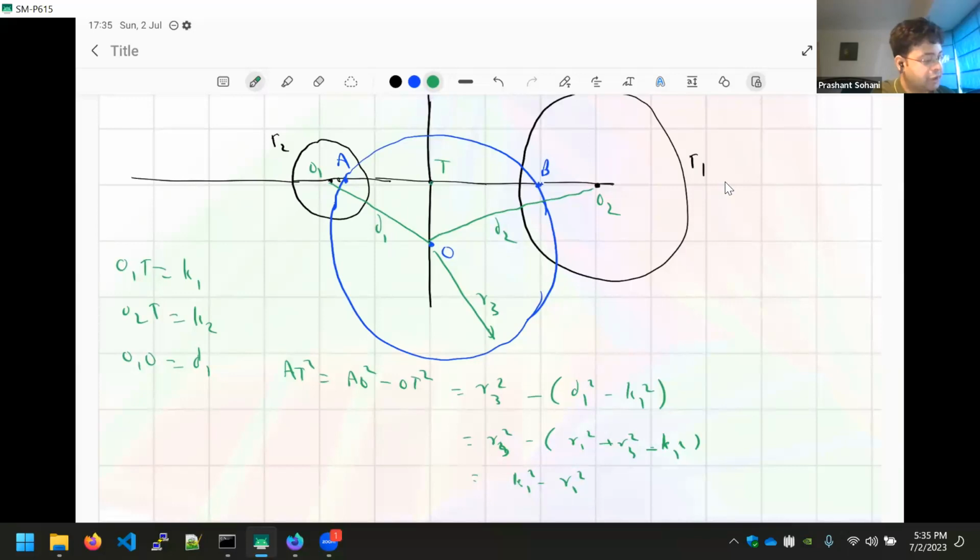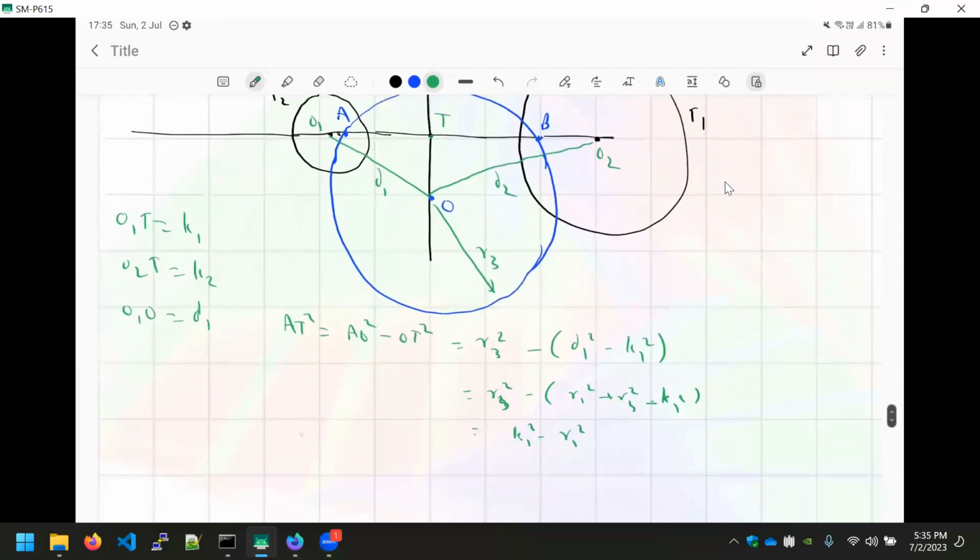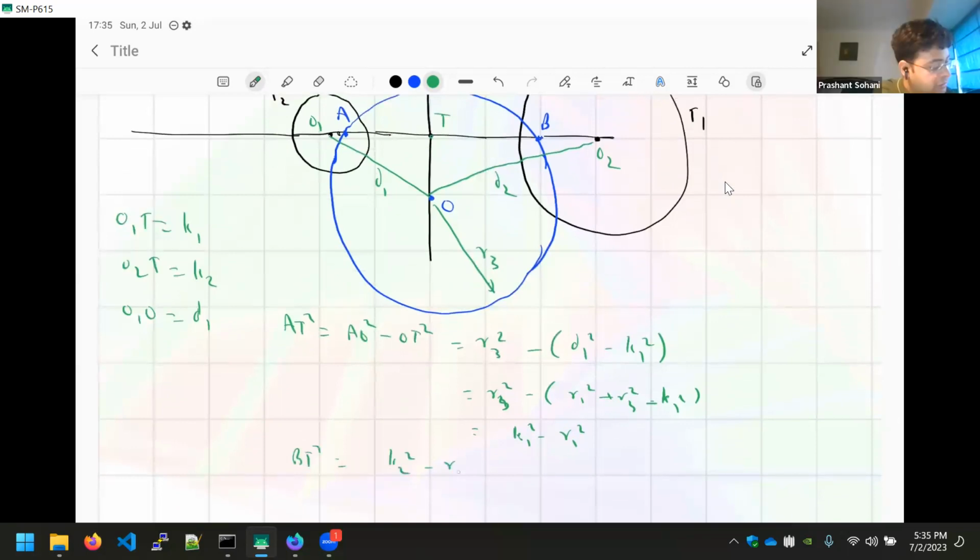Correct. And similarly, have you computed BT also? Yes, it is K2 square minus R2 square. Okay. And what else? We have to prove that A and B are fixed points. Yes, we have completed the proof, but is there anything else that we can observe over here? What can you say about these expressions themselves? Sir, AT is equal to BT. Yes, because this AT square is the power of T with respect to the first circle, and this is the power of T with respect to the second circle. Knowing that T lies on the radical axis, we can say these are equal. So in fact, not only are A and B constant, the midpoint happens to be the point T.